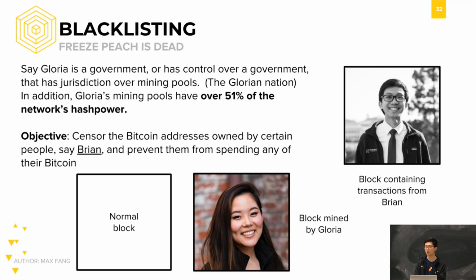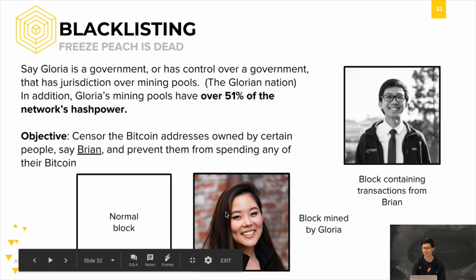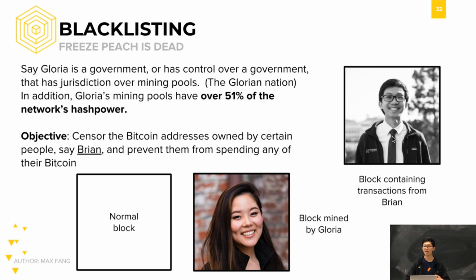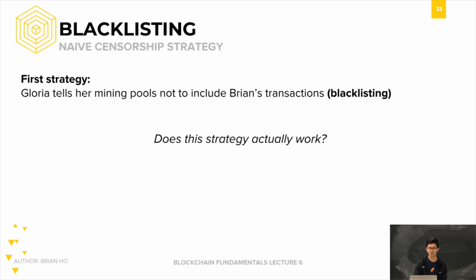And so we'll denote all our blocks like this. These are blocks mined by Gloria and her miners, and this is a block containing a transaction made by me. And so my first strategy is, Gloria can say to all her miners in her network, hey, just don't include Brian's transaction in any of your blocks, and blacklist me basically. Does this strategy actually work? Anybody have a yes or no kind of a thing? So Gloria can try to blacklist me from participating in the network by telling all her miners, let's say her 51% of the network, to say, don't include Brian's transaction in any of your blocks. Does this strategy actually work?